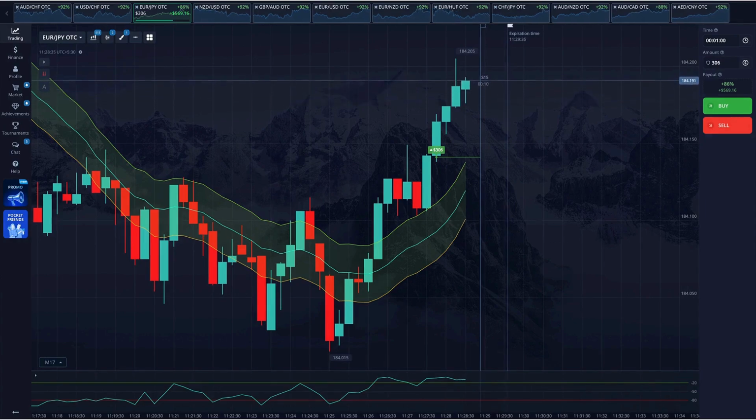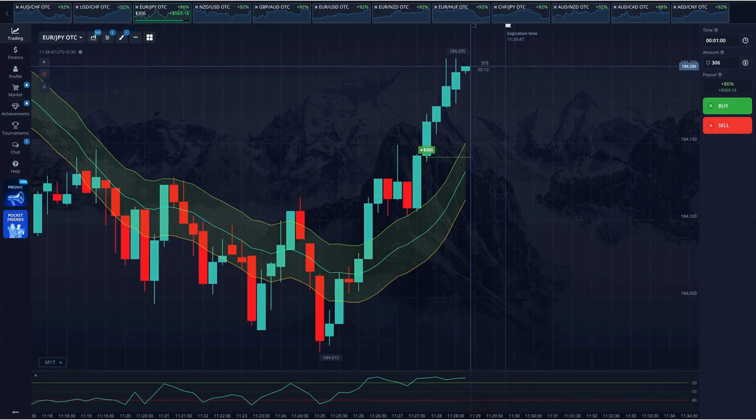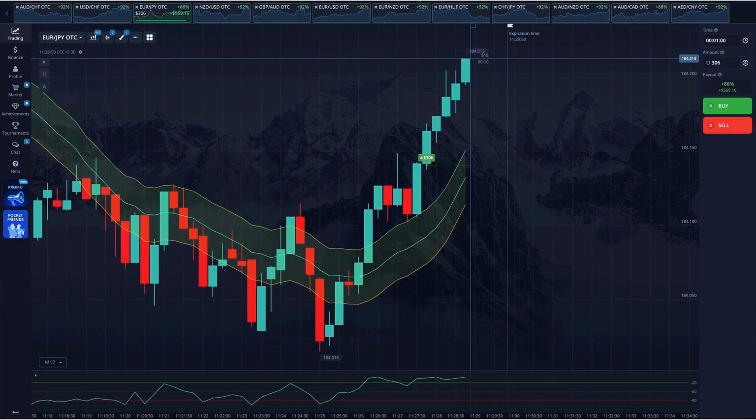Now, look at the follow-through. The price is literally climbing outside the bands. This is why we use 15-second candles. It allows us to see the micro shifts in power. As long as that Williams %R stays in the upper extreme, the buyers are in total control. We are deep in the green now, and the momentum is showing no signs of slowing down.